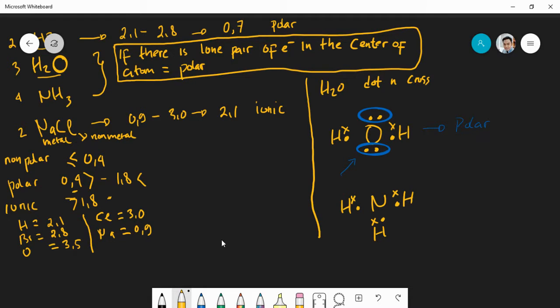Nitrogen is located in group 5. So nitrogen will have 5 electrons because nitrogen is in group 5. Because it has already shared 3 electrons with hydrogen, the remaining will be 2 electrons. So these 2 electrons, or one pair, will be considered a lone pair. This is the lone pair. So that's why NH3, ammonia, is also polar. Okay.